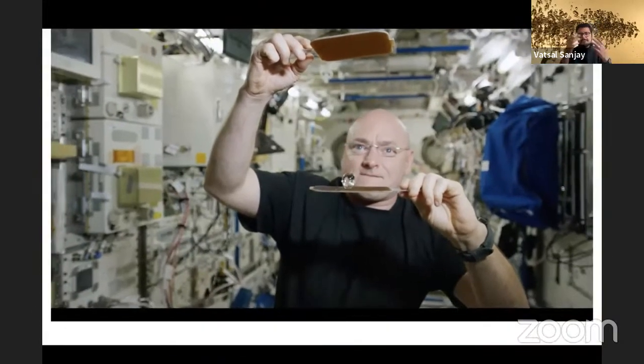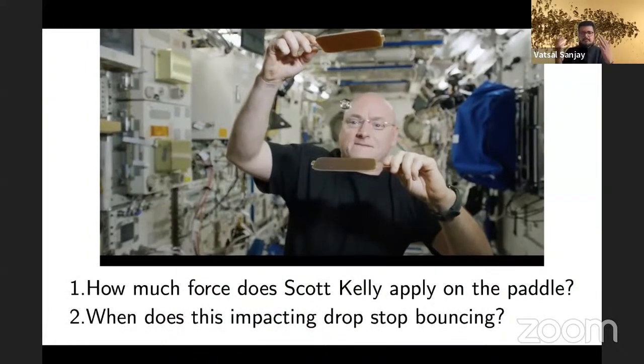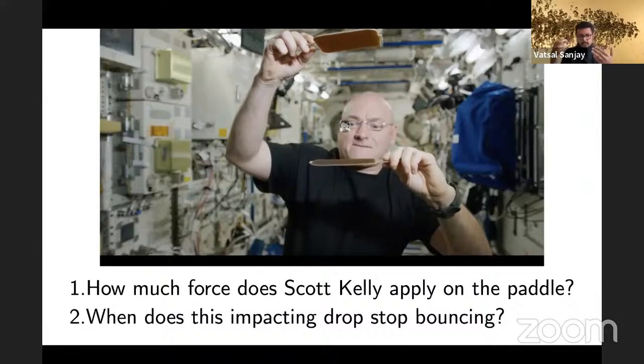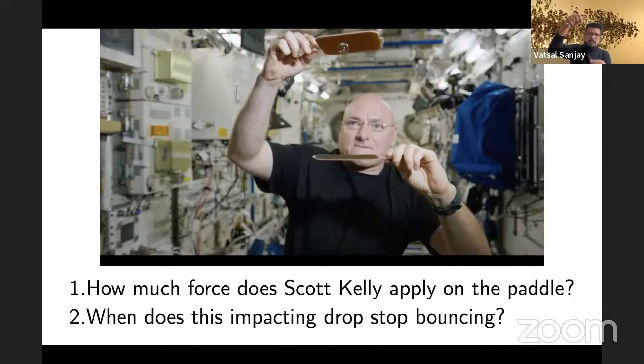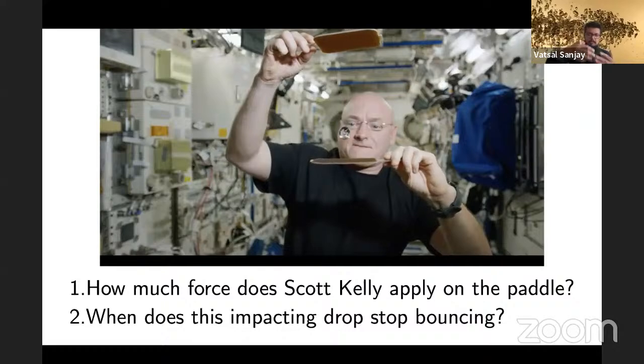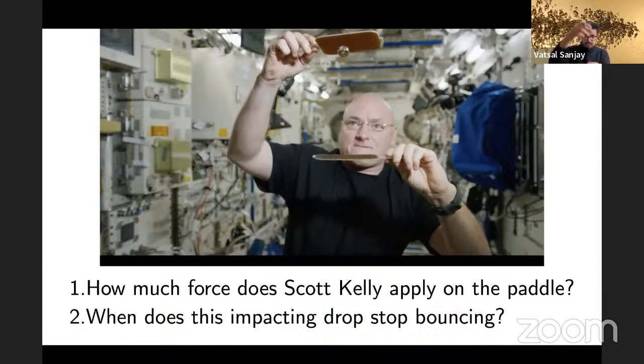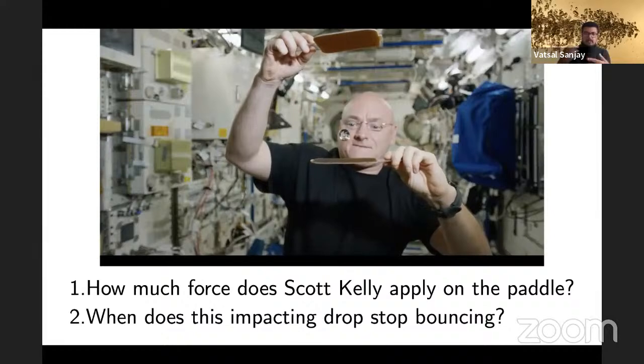When we see this video, there are several questions that we can ask as physicists. The two questions that we decided to ask are these. The first one is how much force does Scott have to apply on these paddles in order to keep them stationary? So essentially, what is the force of impact between the droplet and the paddle? And the second is, when will this impacting drop, the one that you see going up and down, stop bouncing? So today I will share with you these two stories.